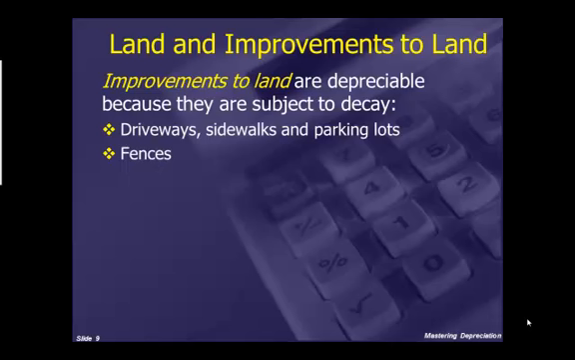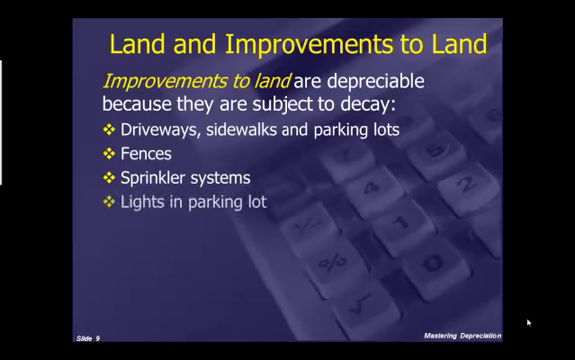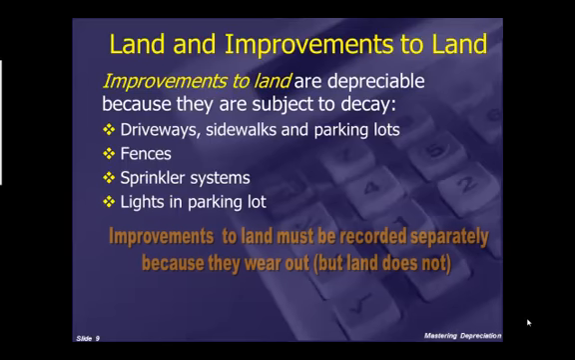Fences, and there are a variety of fences from wood to chain link, brick. Sprinkler systems, where we put an in-ground sprinkler system in place. That has a limited life. So we separate it from the land and we record its cost, and it too will be subject to depreciation. Lights in the parking lot, another land improvement.